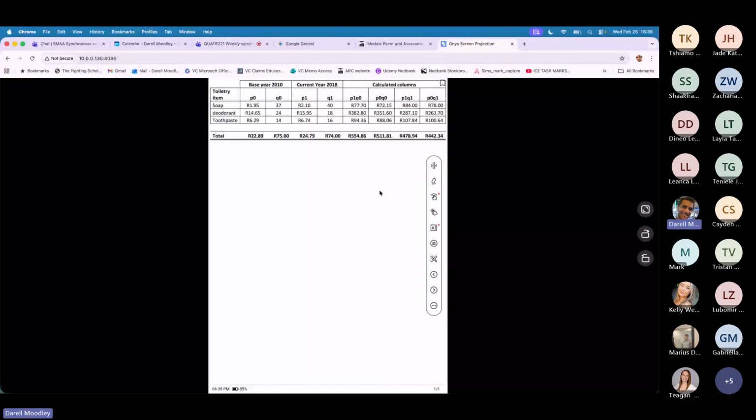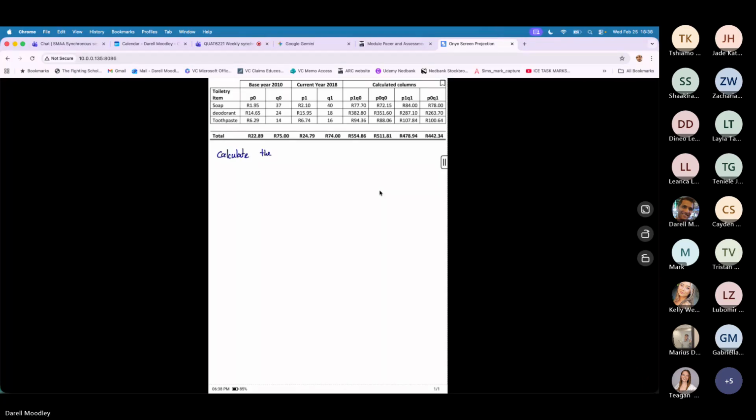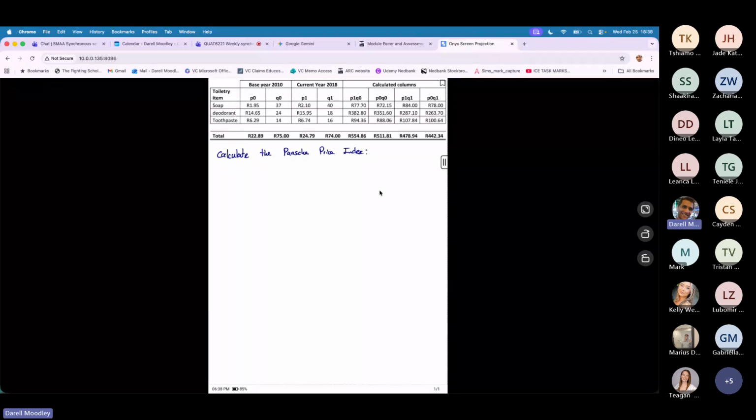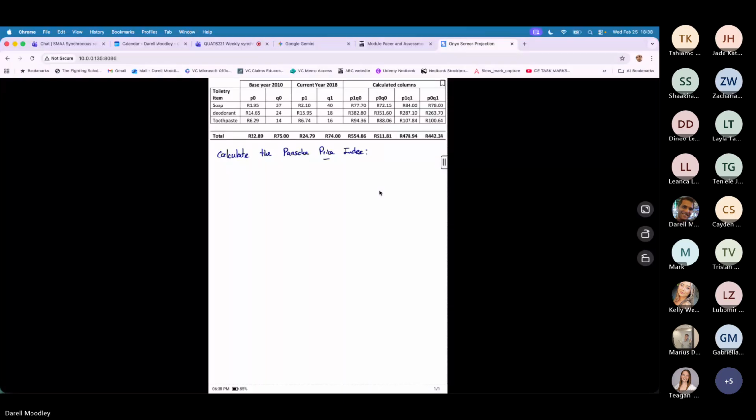All right, so now the question is, calculate the Paasche price index and interpret it. Okay, now the formula for that is this. It's sum P1Q1 all upon sum P0Q1 times 100%.